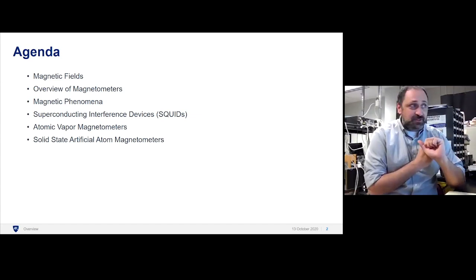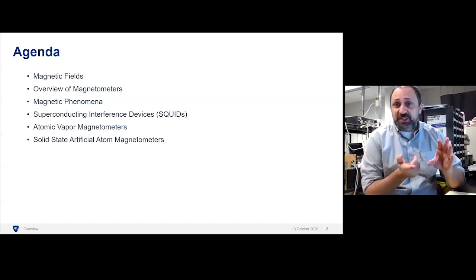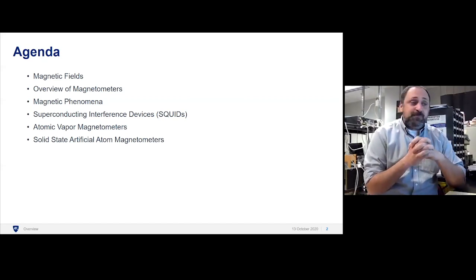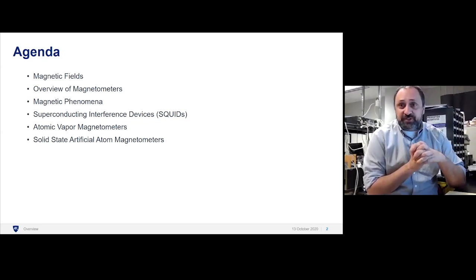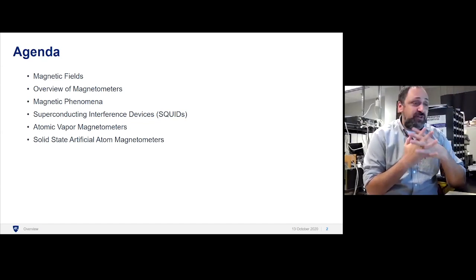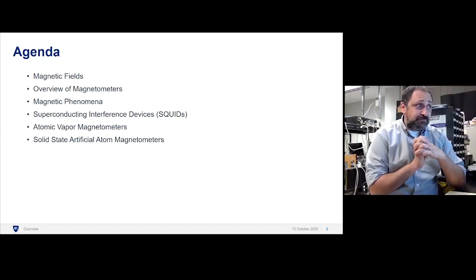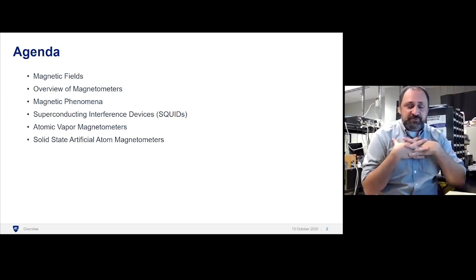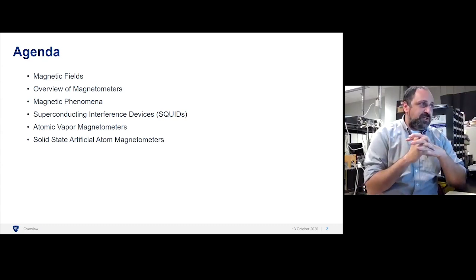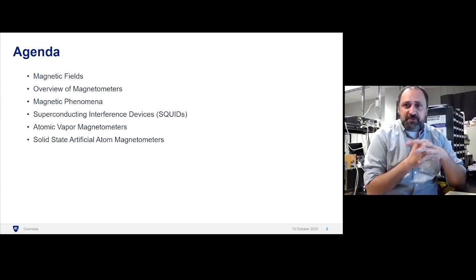A superconducting quantum interference device. There's that nice article by John Clark. If you haven't had a chance to read it, I'd recommend reading it. I think it's really well written, very approachable and very thoughtful. Atomic vapor magnetometers. And then something that's new on the horizon, and actually what my work's involved with, is developing solid-state artificial atom magnetometers.